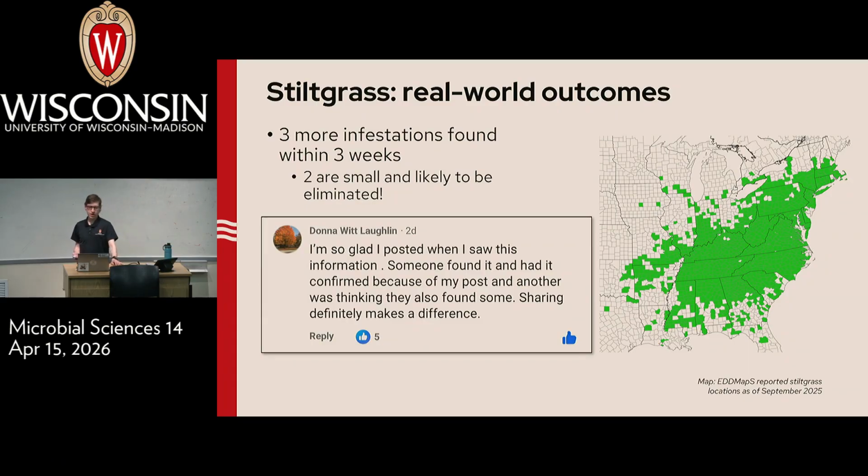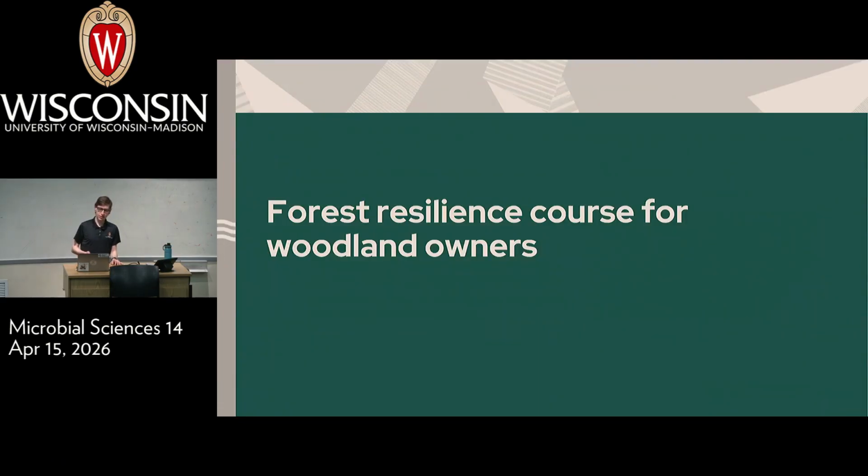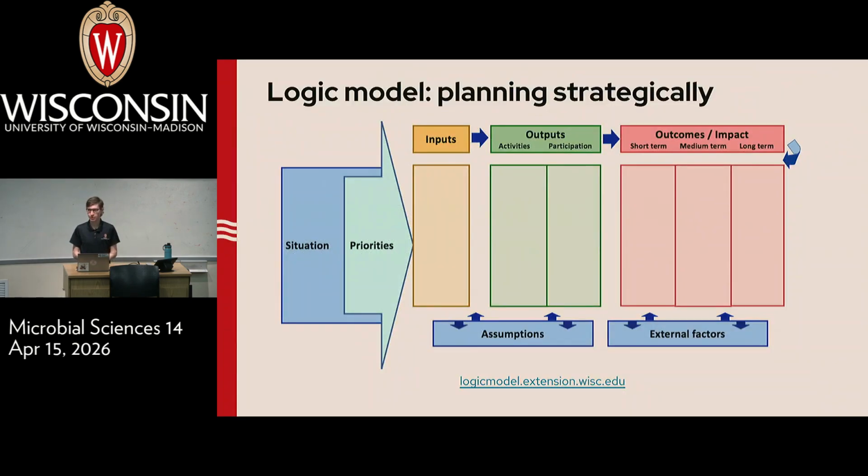The last example I'm going to walk through is a forest resilience course for woodland owners. And before I get into the specifics, I want to highlight one way of program planning that we use in Extension that I think is really, really helpful, not just in the Extension context, but more broadly. So it's the idea of a logic model as a way of planning strategically.